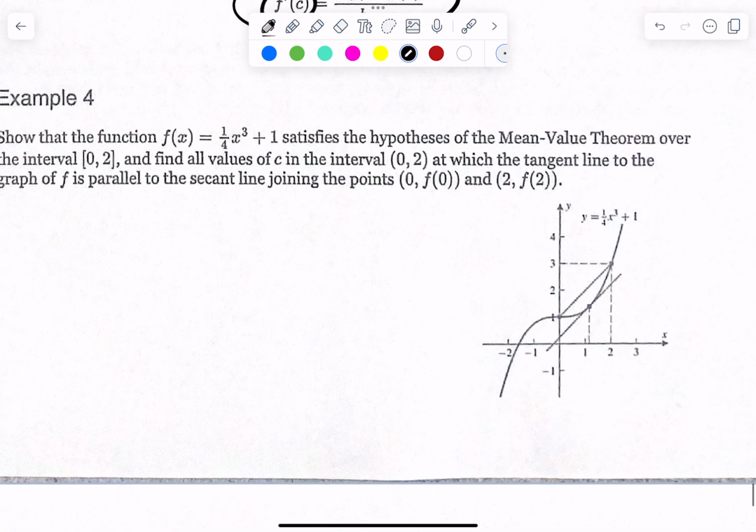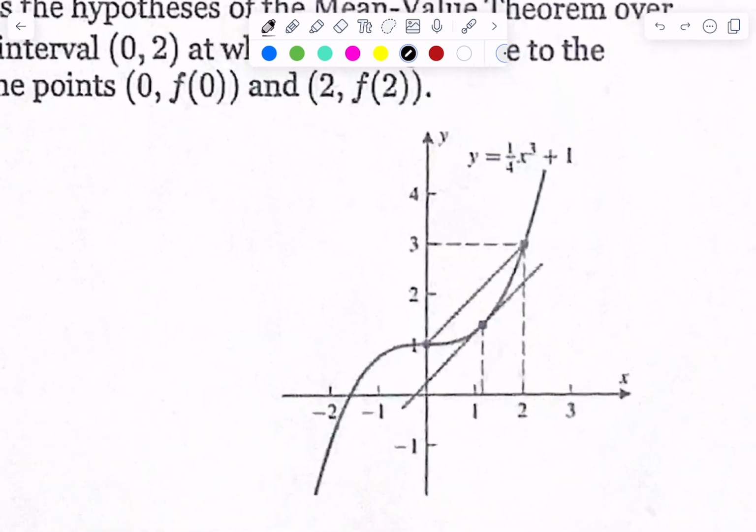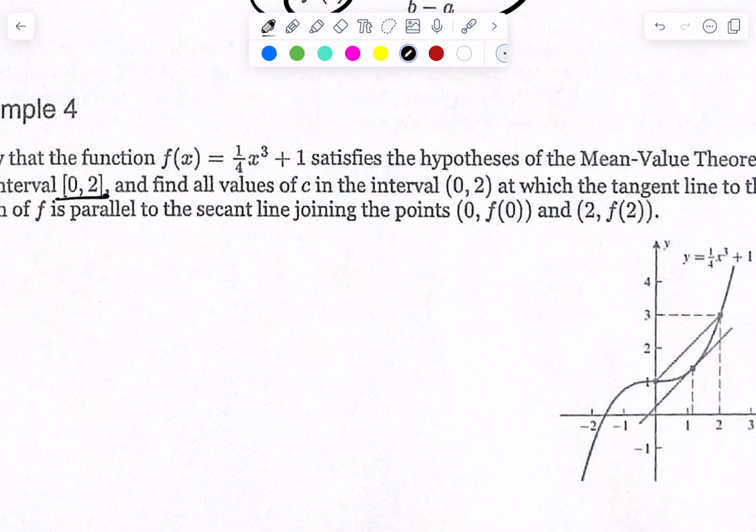Here we go. Show that the function, this is a cubic function, 1/4 x cubed, satisfies the hypothesis of the mean value theorem. So the deal here is that, over the interval from 0 to 2, we have to check that box off first. Does it satisfy the hypothesis of the mean value theorem? For one thing, is this function differentiable and continuous? Meaning, can you take the derivative of this? Is this going to have any holes, any vases, any tippity tips, anything like that? No. Is it a continuous function?